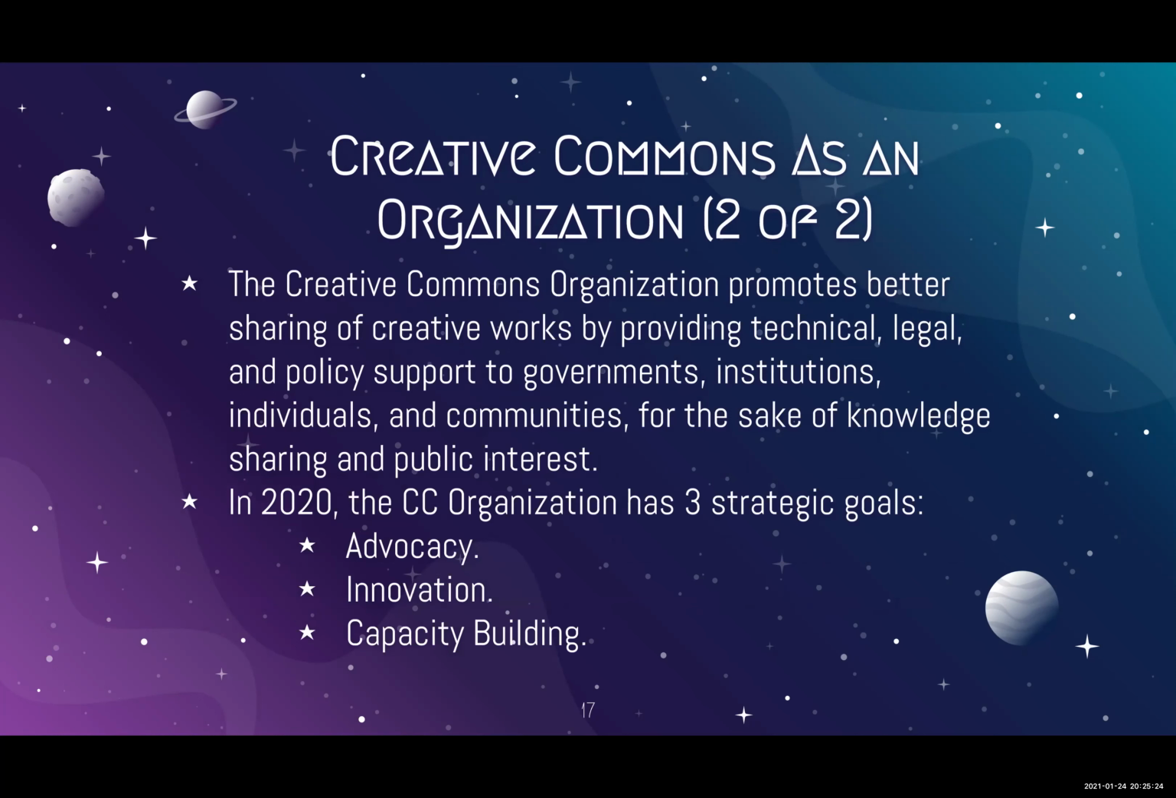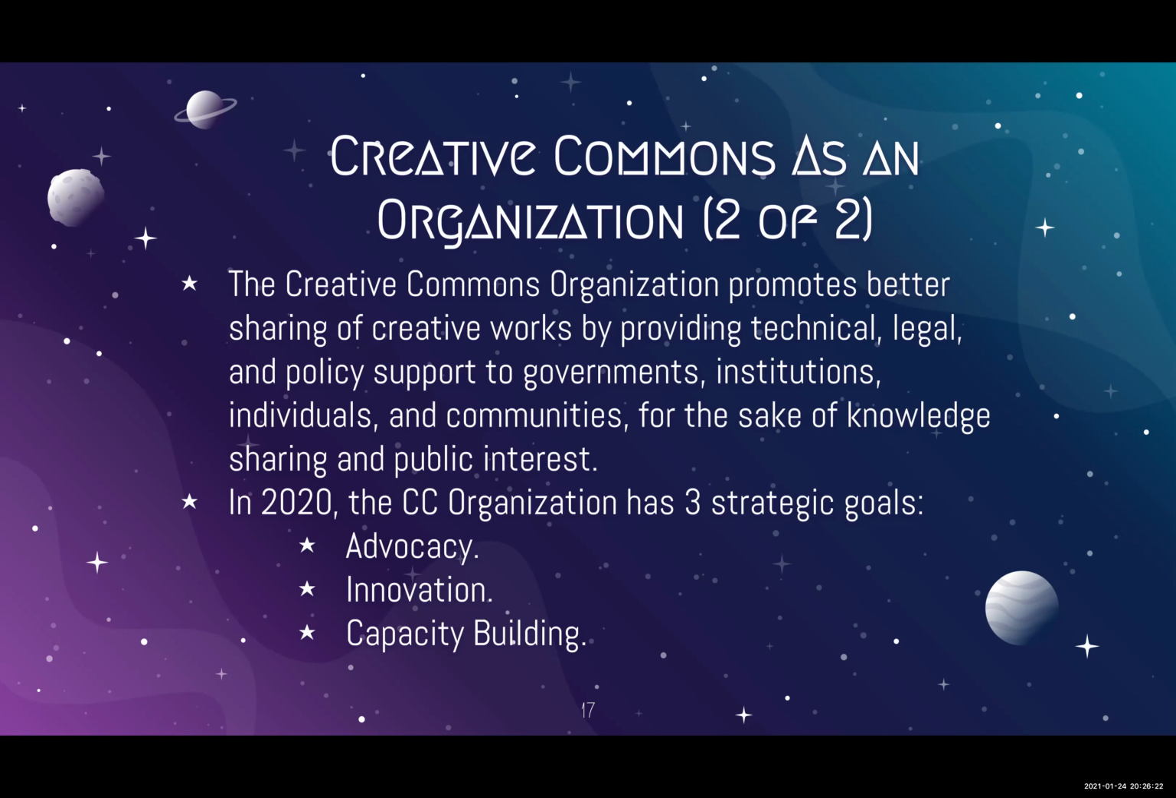Okay, so the Creative Commons organization now in 2021 is trying to promote better sharing of creative works by providing technical, legal, and policy support to governments, institutions, and individual communities, for the sake of knowledge sharing and public interest. That means that the CC organization will offer technical help, legal help, and policy help to any organization or government that is trying to figure out how to implement Creative Commons on a wider scale. And I think for the long run, it's a very smart strategy because for people to adopt Creative Commons en masse, the government must also understand how Creative Commons works. So the collaboration between the CC organization and government is a really positive step to wider adoption of CC work.